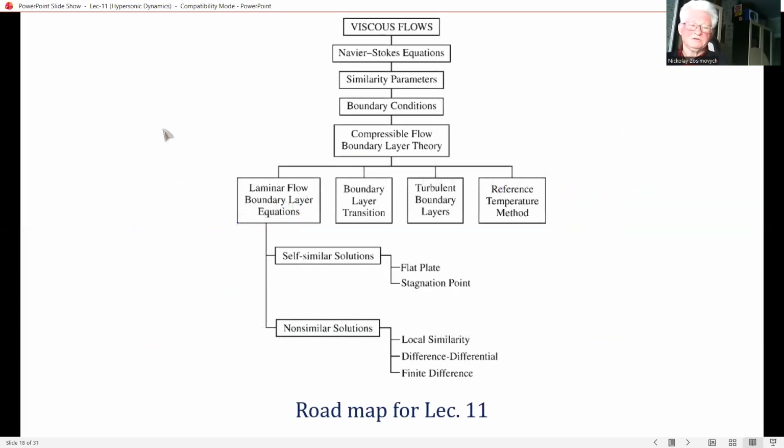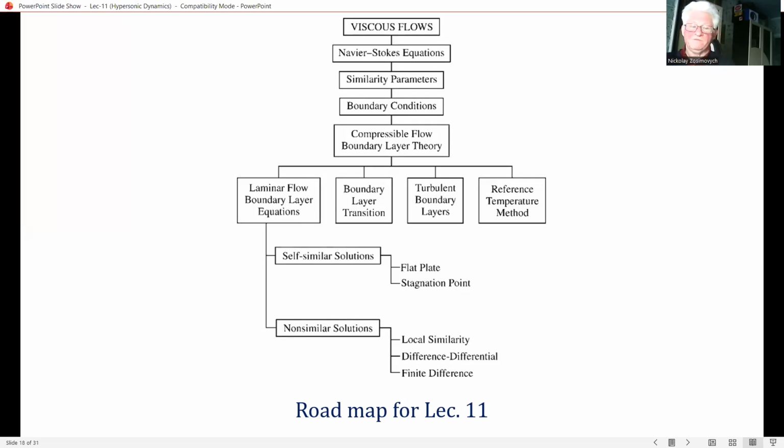Let us return to the lecture roadmap in this slide. We have progressed about halfway down the map and have just finished the left-hand box labeled laminar flow boundary layer equations. We are ready to move to the first sub-item under this box, namely self-similar solution. The material we will discuss is somewhat classical in nature.